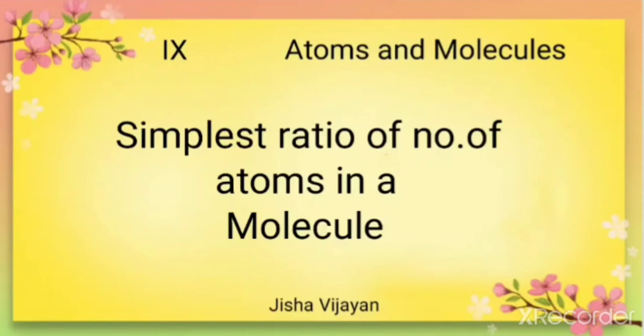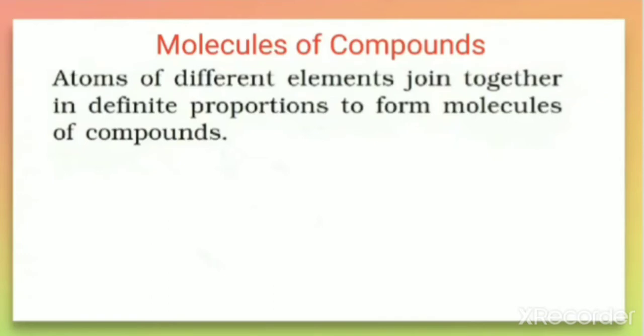Hello students, let us discuss the simplest ratio of number of atoms in a molecule. As we discussed in the previous video, molecules are of two types, that is molecules of elements and molecules of compound. Let us find what is the molecule of compound. The definition we already discussed in the previous video. Let us once again define this compound.